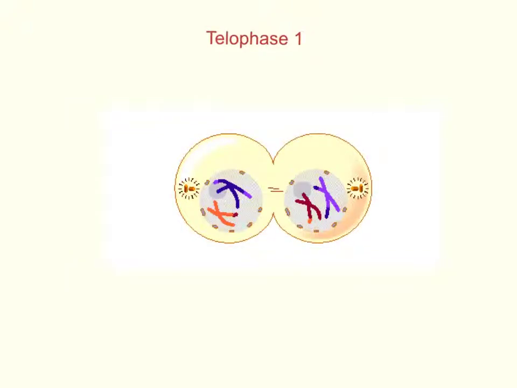During telophase 1, the spindles and the spindle fibers disintegrate. Then, the chromosomes typically uncoil and new membranes form. This stage marks the end of meiosis 1.